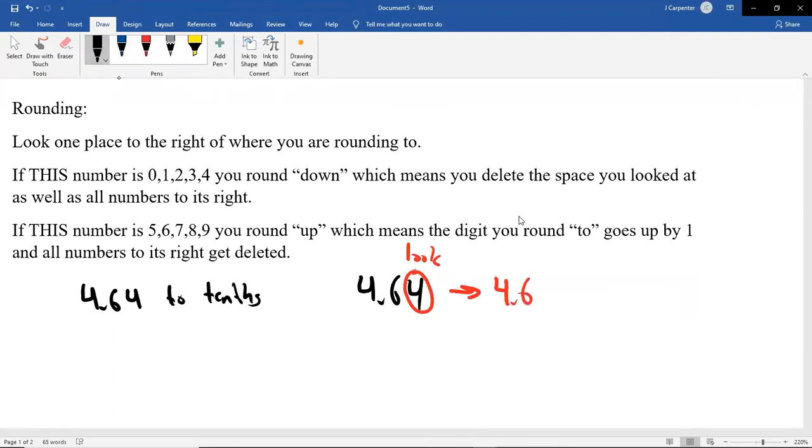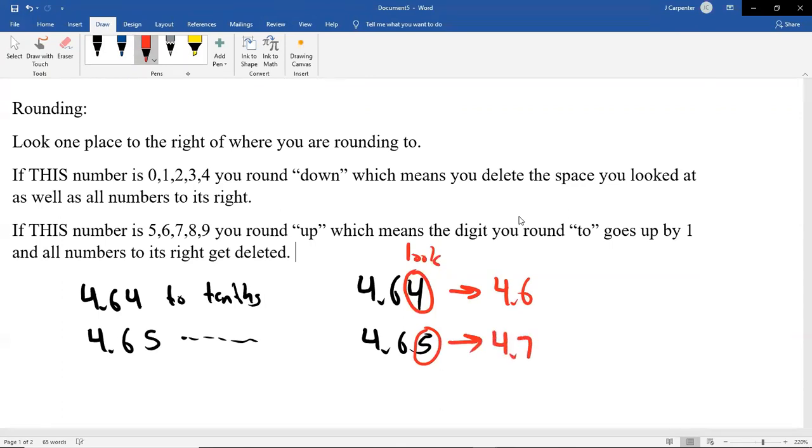Whereas if we had the numbers, say, 4.65 to the nearest tenths, we're still looking at the 5, or the hundredths place that is. That's where we look. But that tells us we should round up, which tells us that this number becomes 4.7. See, this number as well as all of them to the right of where we were looking go away, but the digit we round to gets incremented by 1. We're never going to take the digit we were rounding to and drop it. That 6 would never become a 5. It's either 4.6 or 4.7.